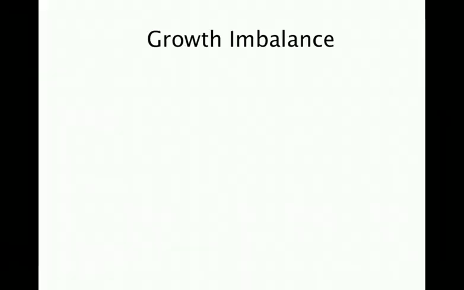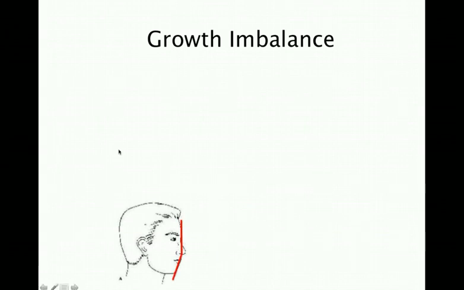What we're going to talk about right now are growth imbalances. There are two main types of growth imbalances that I would like to discuss. The first is when the lower jaw hasn't grown as much as the top jaw. If we were to follow the side of the profile with the red line, we would see that there is some convexity or curvature to the profile inward.